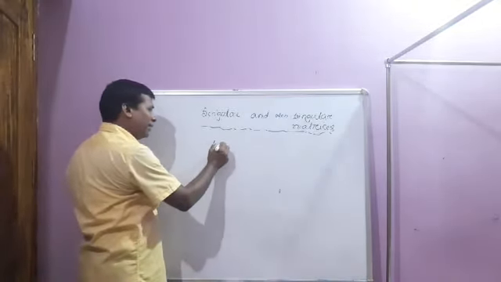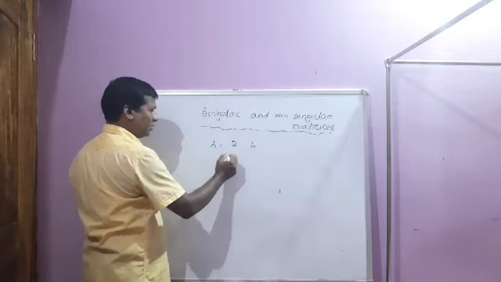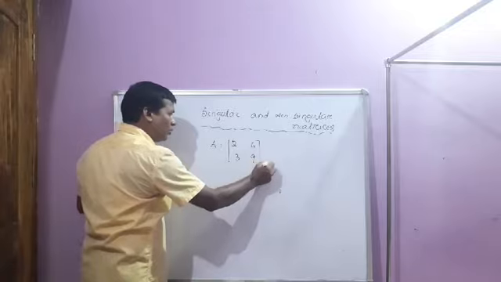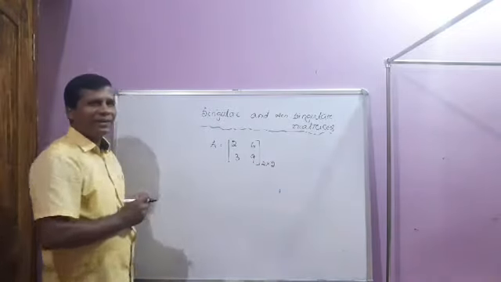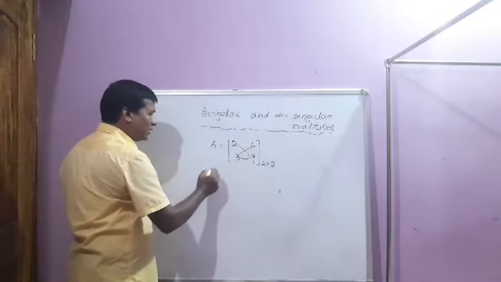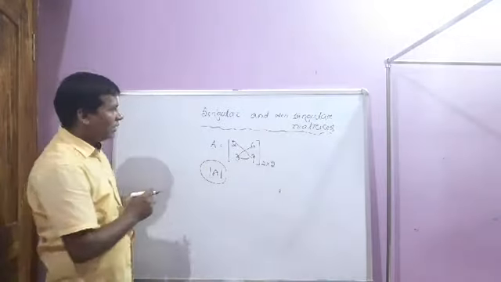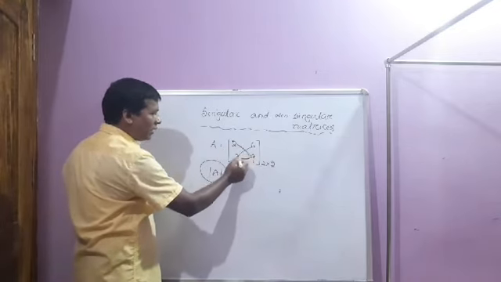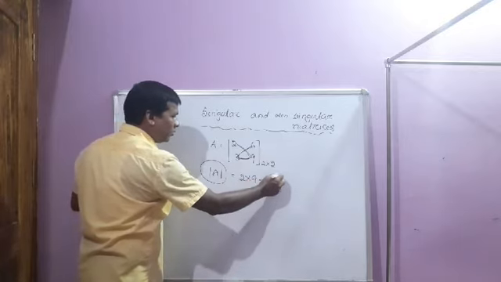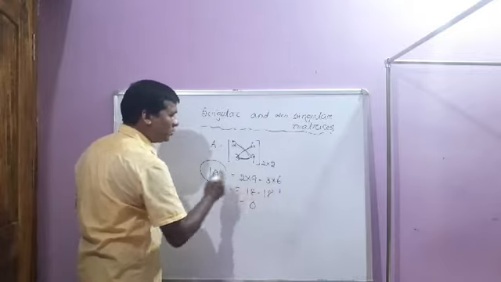Suppose matrix A is equal to 2, 6, 3, 9. This is a 2 cross 2 order matrix. The determinant value of the given matrix is the cross product of 2, 9 minus 3, 6. So that is equal to 2 into 9 minus 3 into 6, which is 18 minus 18. This value is equal to 0.